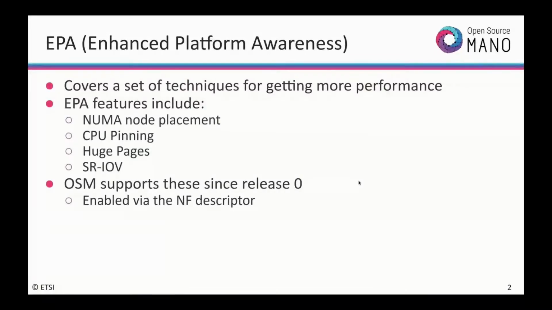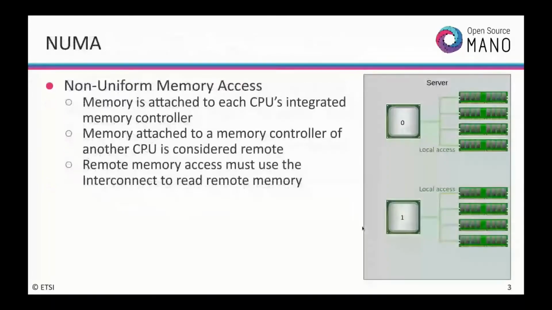So it is NUMA node placement, CPU pinning, huge pages, and SR-IOV, or other forms of data plane acceleration. So I'm going to be explaining each one of these concepts, and they are enabled via the network function descriptor. So the first thing, what is NUMA?